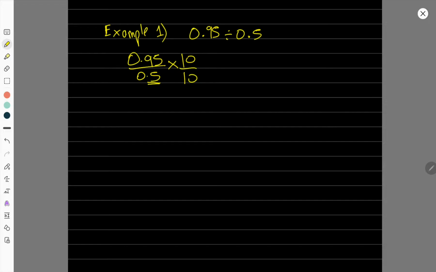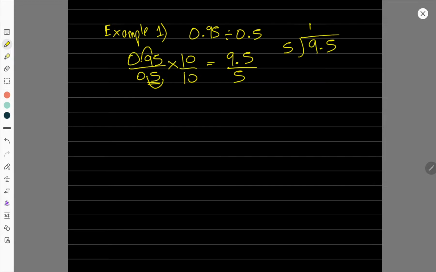Now when we multiply the top one by 10, this point will go right here. So we have now 9.5 over 0.5 times 10. The decimal will go bye-bye, right, guys? So we have 5. And once we have something like this, we divide them normally. So 9.5 divided by 5, correct?